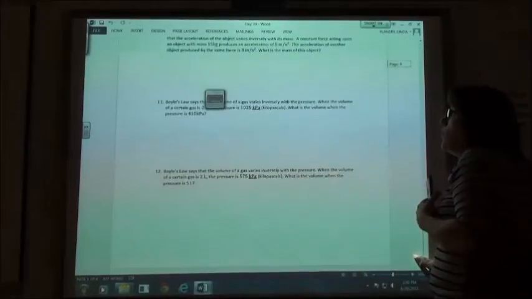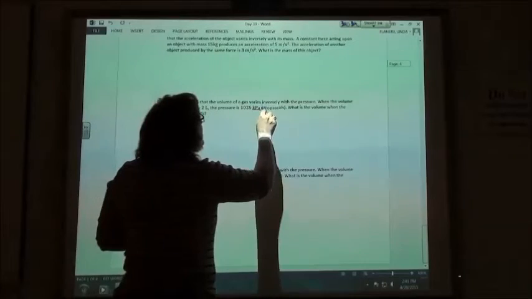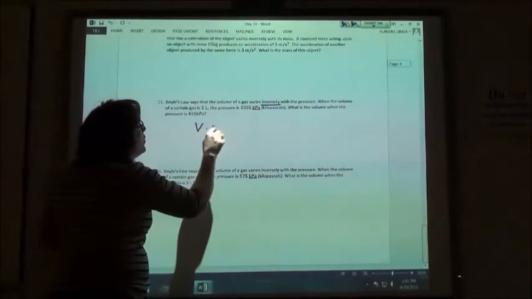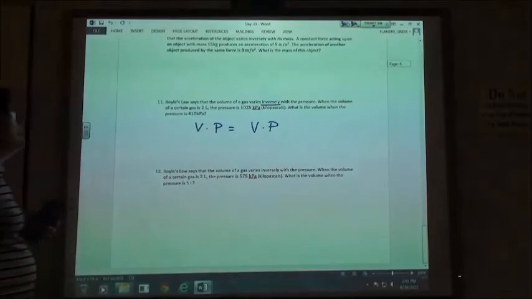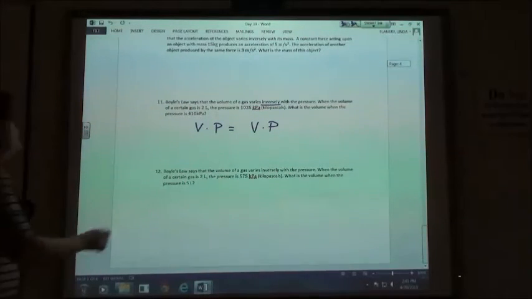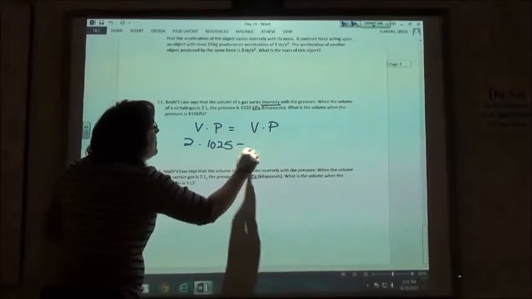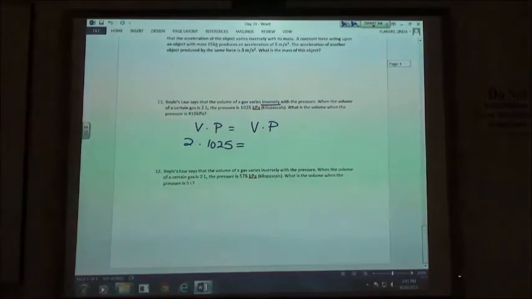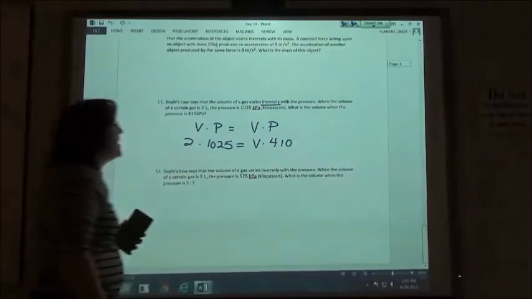So this is one of those problems that you might want to go to Linda's note sheet and print that out because it's not probably going to look like the Alex explanation does. Boyle's law says that the volume of a gas varies inversely with the pressure. So the volume times the pressure of one should equal the volume times the pressure of the other. When the volume is 2 liters, the pressure is 1,025 kilopascals. What is the volume when the pressure is 410 kilopascals?